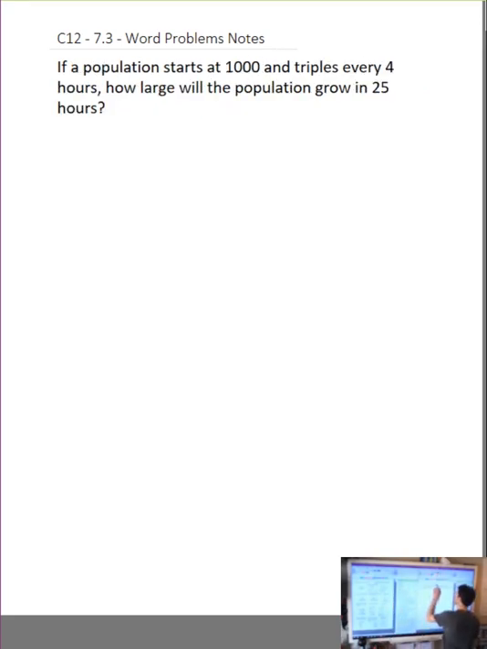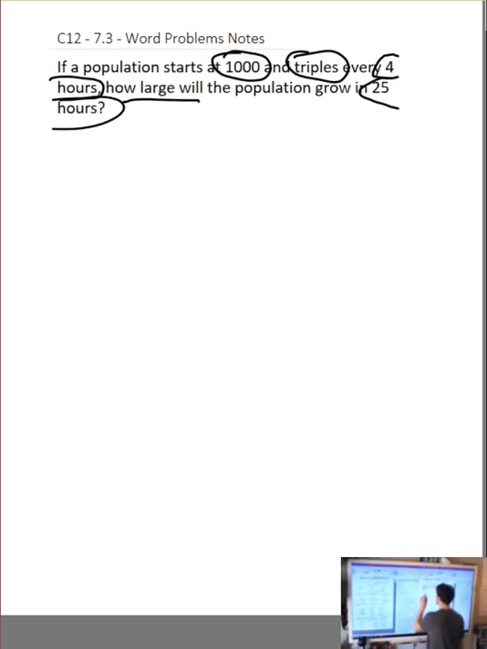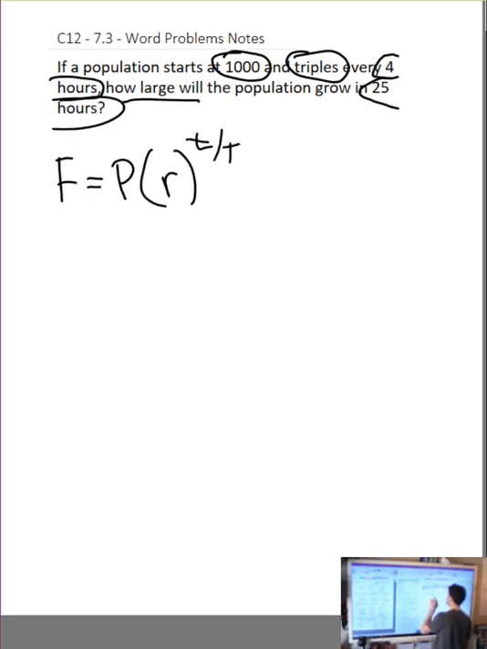So if a population starts at 1,000 and triples every 4 hours, how large will the population grow in 25 hours? So we're going to use the same formula as the banana equation we worked through in the section before. Future value is present value times the rate to the exponent lowercase t over capital T. So we'll talk about those slowly. So we're wondering how large. That is a future value we don't know. Our population starts at 1,000.